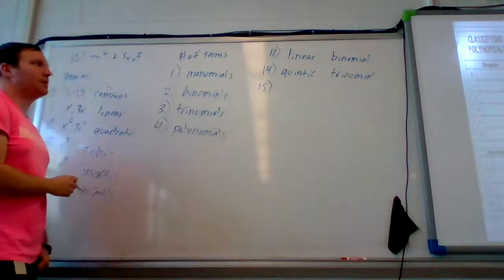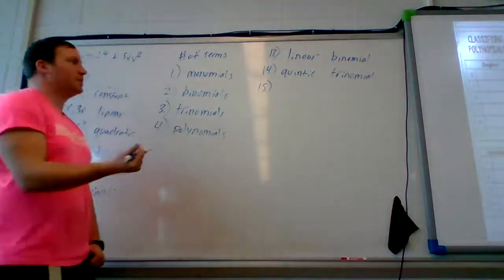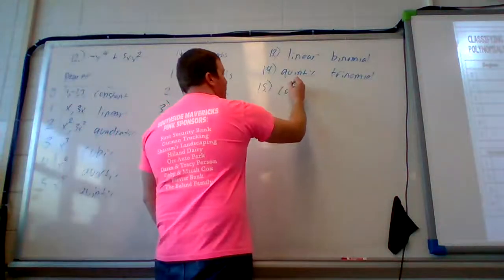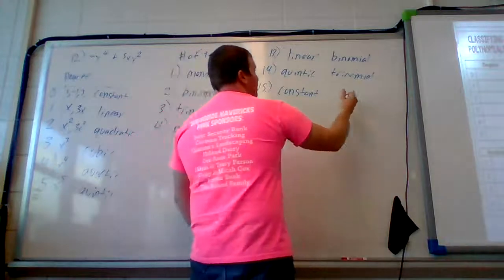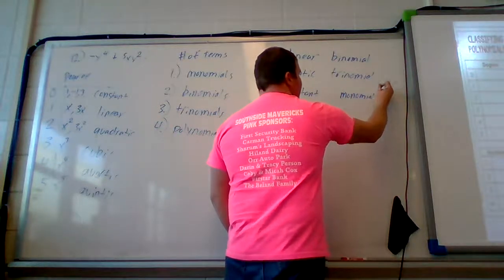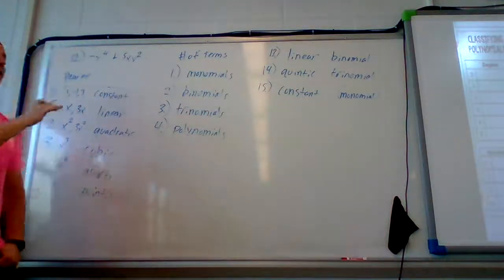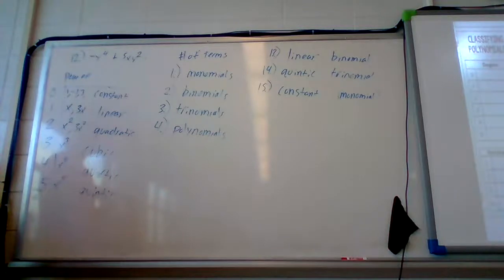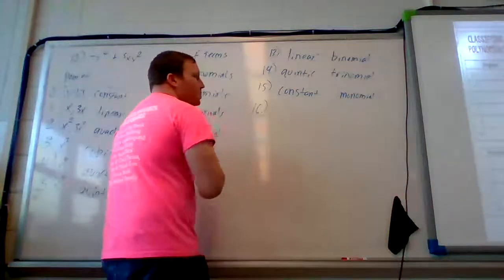Number 15 is just the number 24. That's a constant. So it is a constant. Look at us go. Now we can put monomial, but anytime you have a constant, it's always going to be a monomial. Okay, so that's kind of in parentheses. The next one is gonna be cubic polynomial, so that's how you pronounce it.